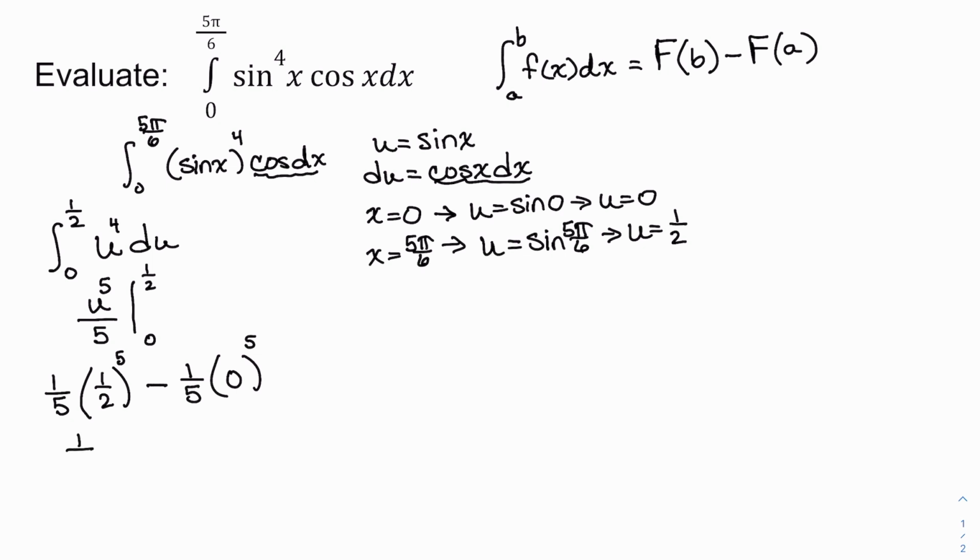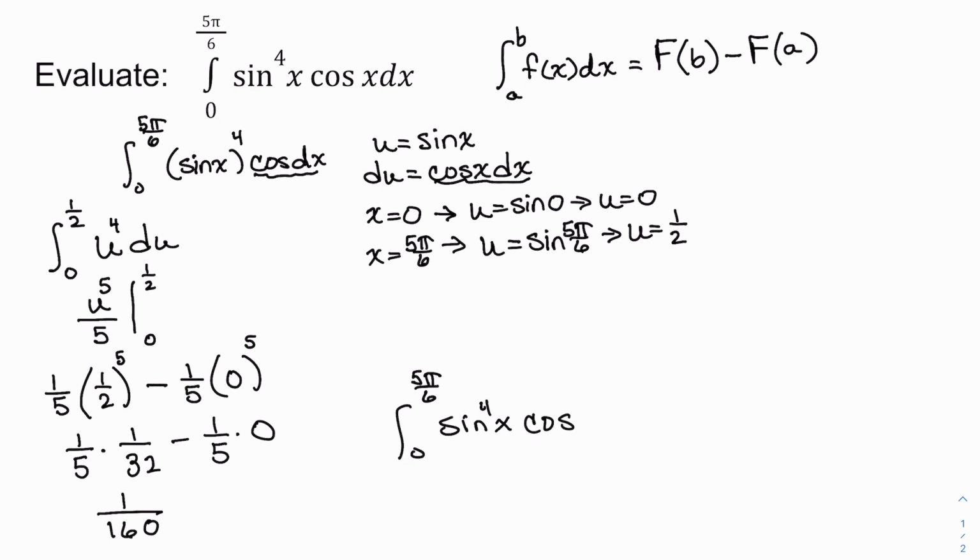So this next gives me 1/5 times 1/2 to the power 5 is 1 over 32. And then minus 1/5 times 0. And so I get 1 over 160 minus 0 is 1 over 160. And that is the value of our original definite integral from 0 to 5 pi over 6 of sine fourth x cosine x dx is equal to 1 over 160.